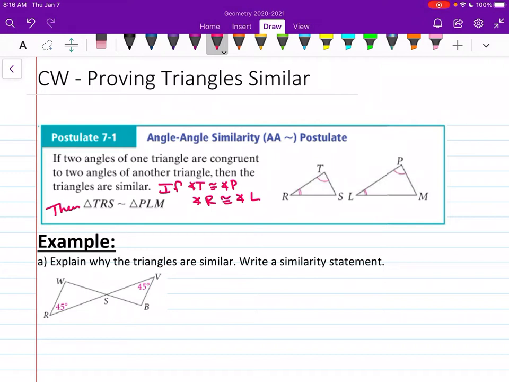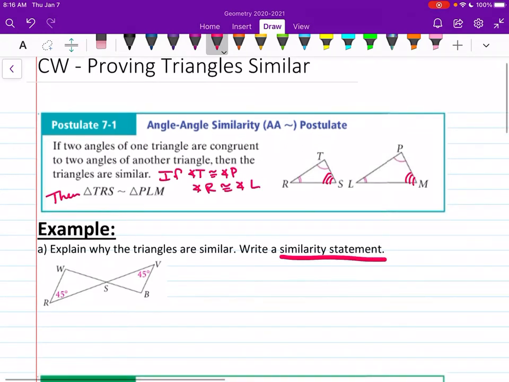And also remember, we had that one theorem that told us if two angles of one triangle are congruent to two angles of another triangle, then the third angle is congruent, right? Because they all have to add up to 180. So we already know angle S and angle M are congruent, but we only need two to prove that the triangles are similar. So explain why the triangles are similar in this example and write a similarity statement. So a similarity statement is basically like this right here. Triangle TRS is similar to triangle PLM.